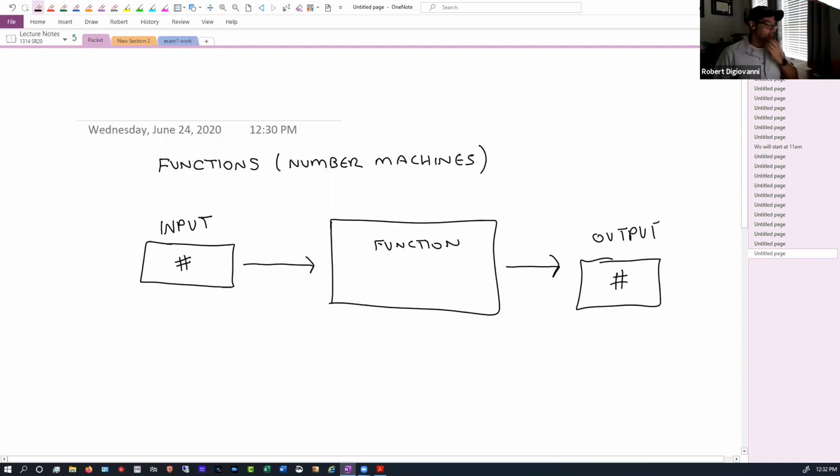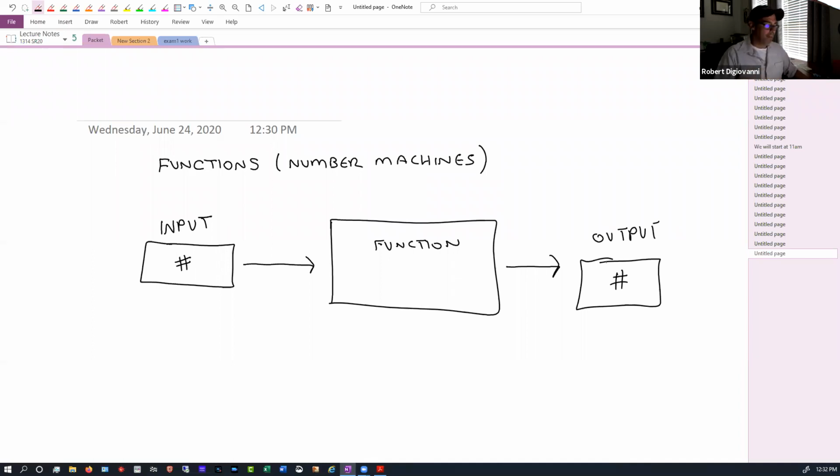So you just think of it like a car wash or something. You put something in, dirty car goes in, clean car comes out, right? Anything that you can think of that takes something in, changes it, and then spits something out the other side is kind of like a machine.